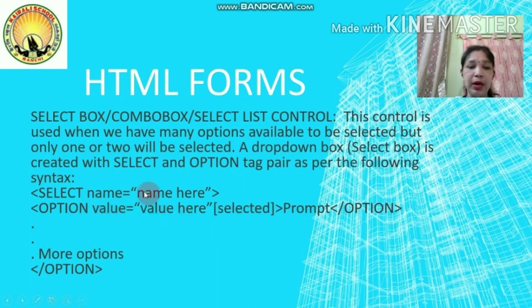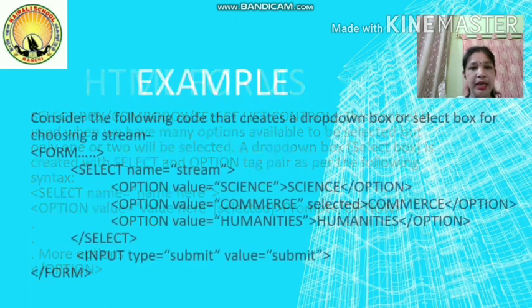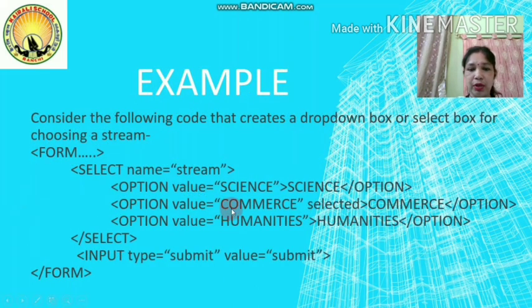Here this value again is very important, because value is the name of the option which will be given to the server. One example I'll show with which it will be clearer to you. Next is the example which I was talking about.